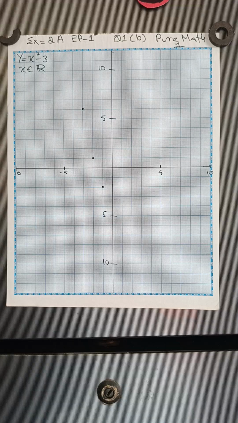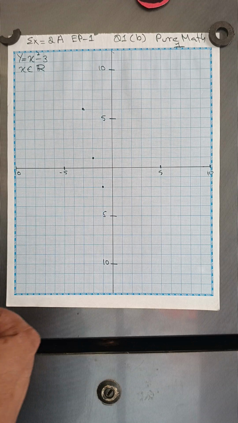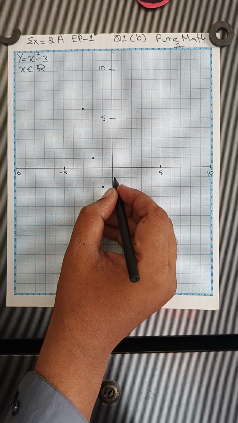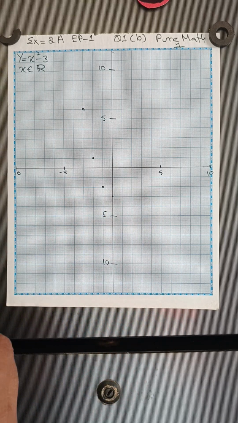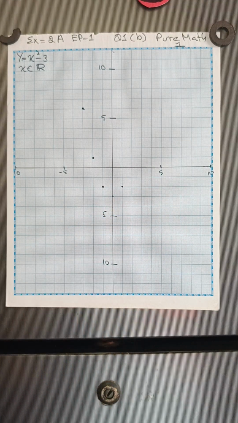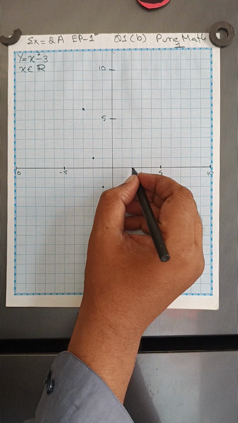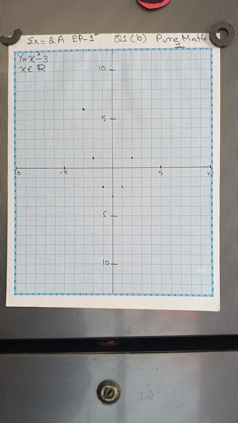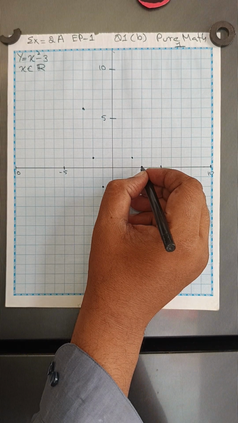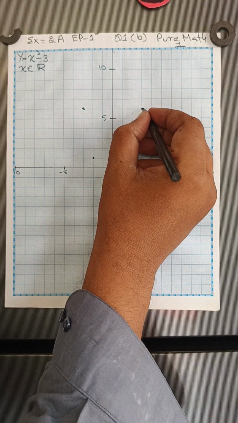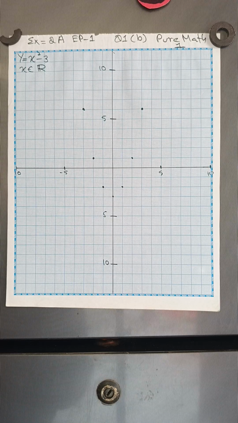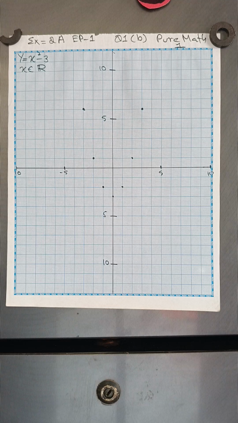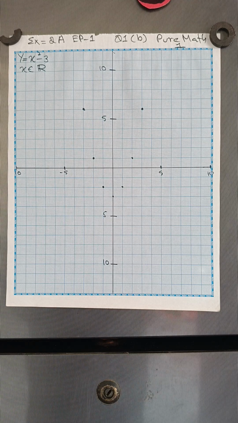Okay, and at 0 the value is minus 3. Okay, at 1 the value is minus 2. At 2 the value is 1, and at 3 the value is 6. Okay, and at 4 the value is 13, which will be out of this graph. We don't need that. So these points are enough to plot this graph.